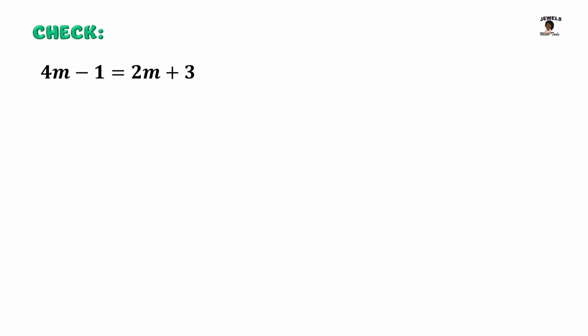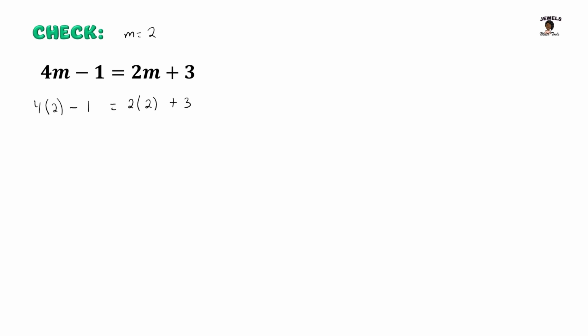So now let's perform our check. And we said in our equation that m is equal to 2. So now we're going to be substituting in our equation m for 2 everywhere that it appears in the equation. Remember to put everything back exactly where it was except for our m, which is replaced with 2.